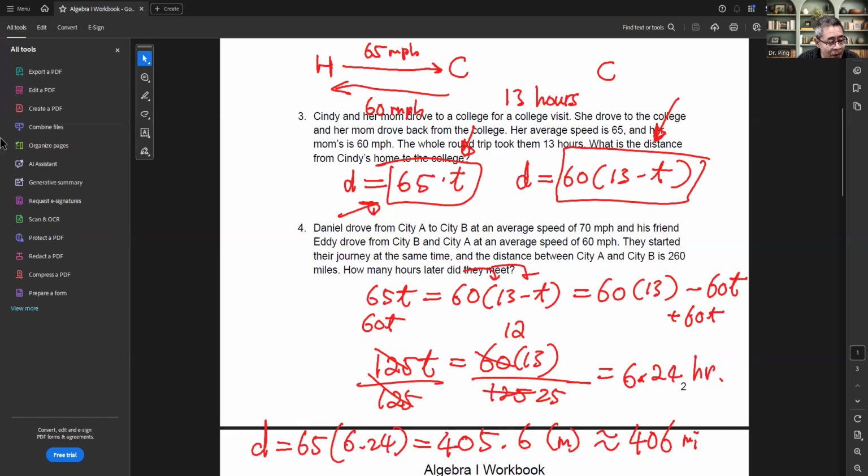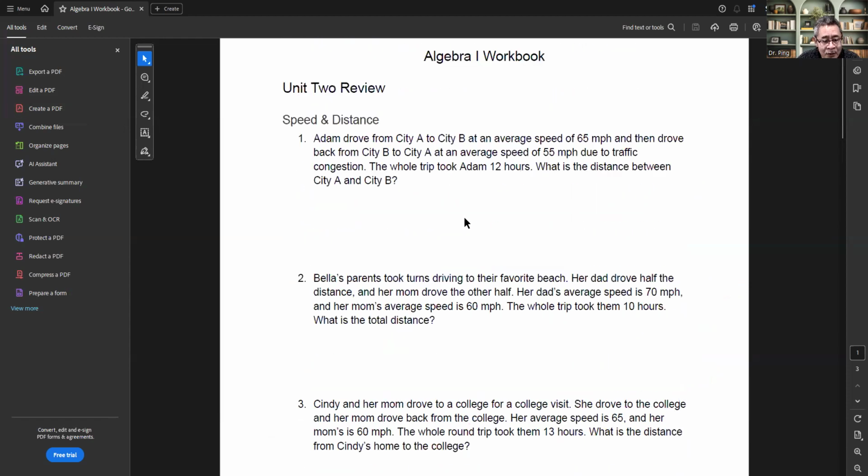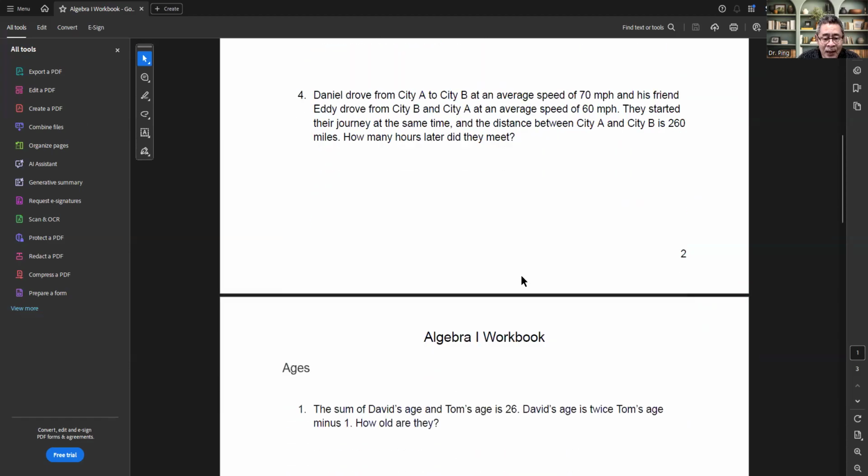Okay, now let's look at the last problem. In this type of problem, we're talking about distance and speed. So we see that it said Daniel drove from city A to city B at an average speed of 70 miles per hour, and his friend drove from city B to city A at an average speed of 60. So Daniel goes here, and his friend Andy comes here. So they are driving towards each other, and they started the journey at the same time.